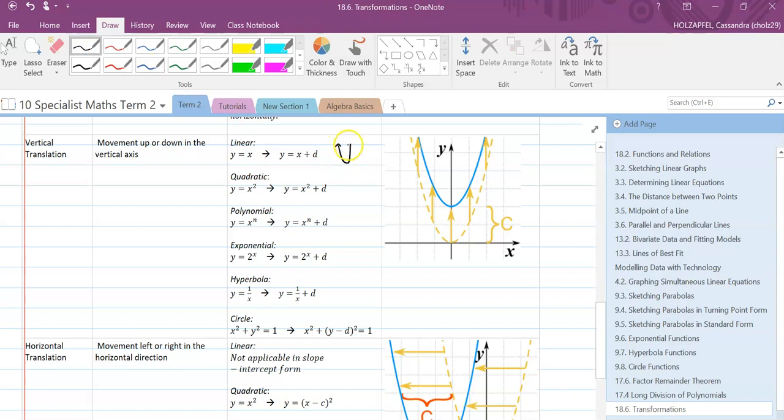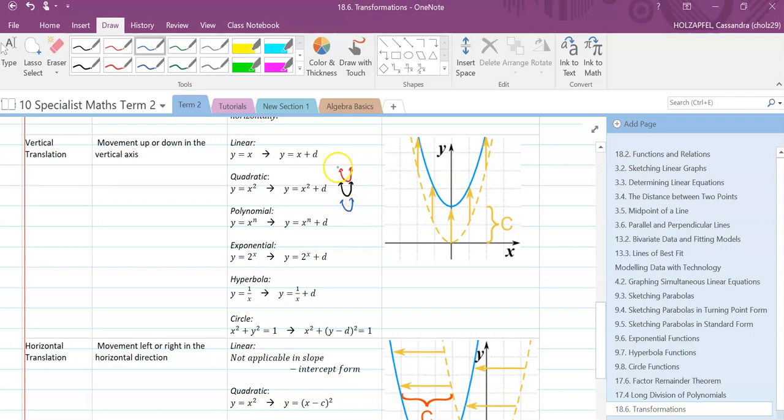So I've got my parent function. Oh, sorry, this is for the quadratic. I should move that down here. So I've got my parent function. If I was to add a value on, that's going to move my graph upwards. And if I was to subtract a value, that's going to decrease or drop my graph downwards.